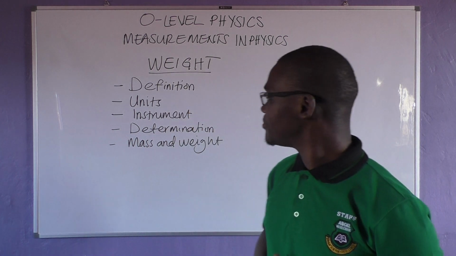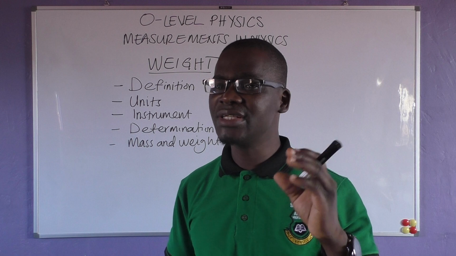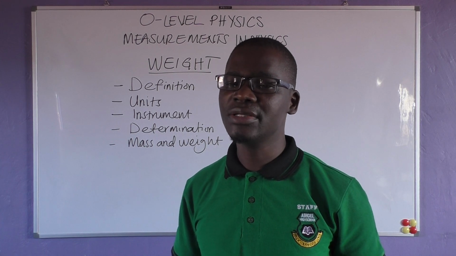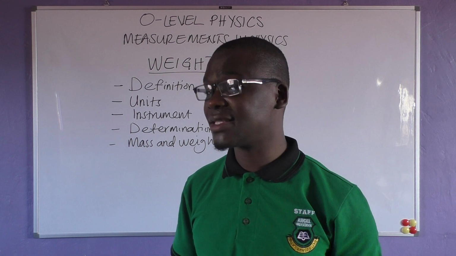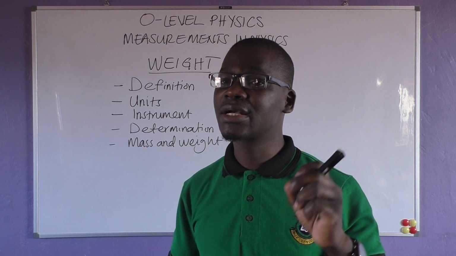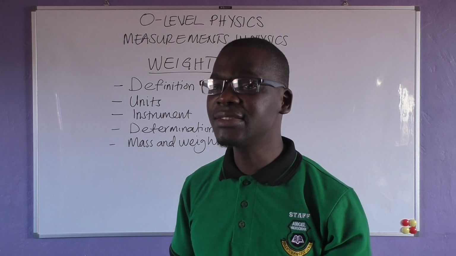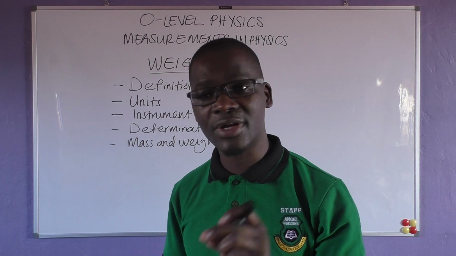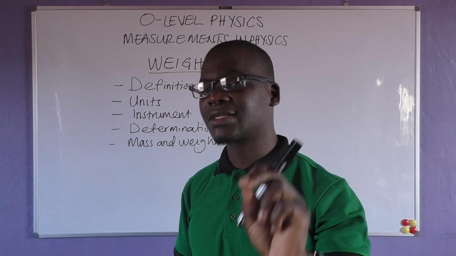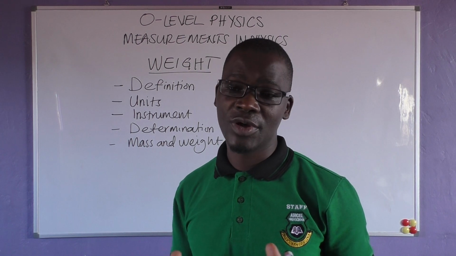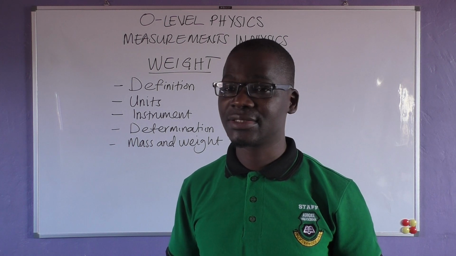Then the other part to discuss is, how do we determine weight? We determine weight using a spring balance. However, if we have mass, we can calculate weight, since weight is given by mass times the acceleration due to gravity. Or we can even say that weight is the product of mass and acceleration due to gravity. So meaning that if we have mass, then we can definitely get the weight.